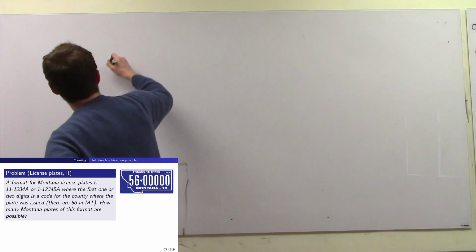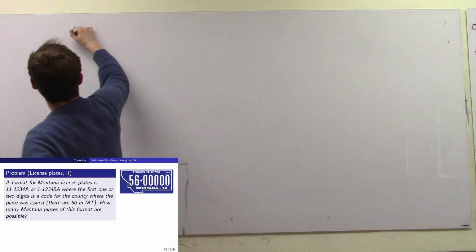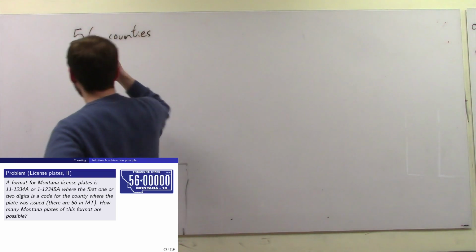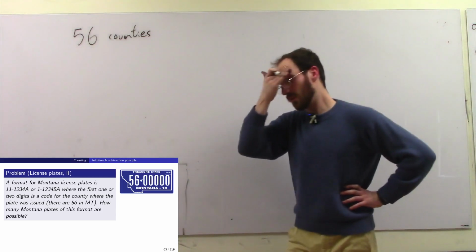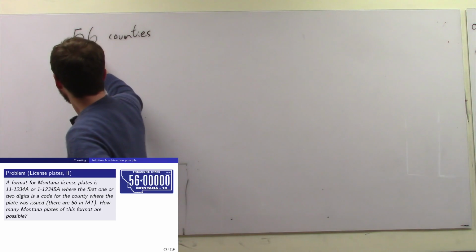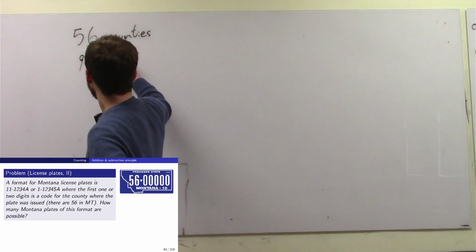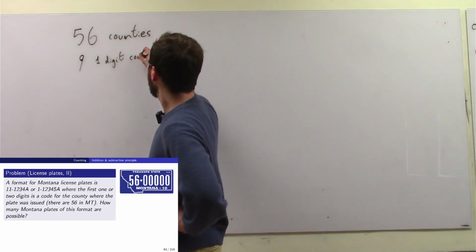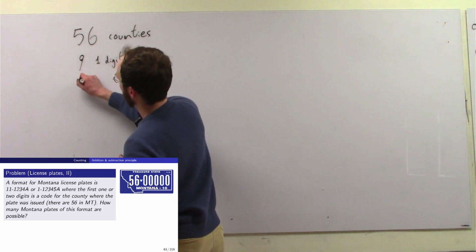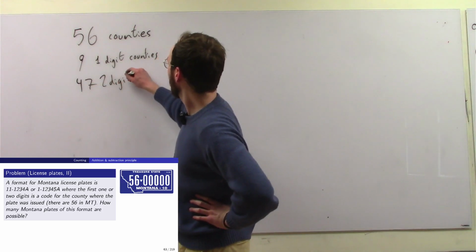So how do we do that? We have 56 counties. Just write that down. We have 56 counties, and the county codes go from 1 up to 56. So there are exactly 9 1-digit counties. That leaves us with 47 2-digit counties. Perfect.